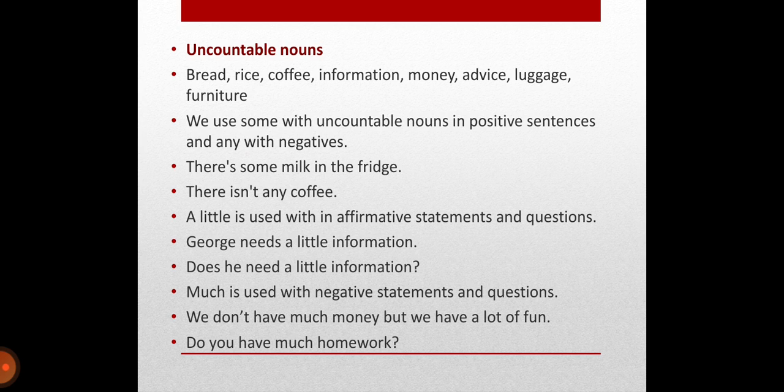Let's move now to uncountable nouns. Uncountable nouns are the nouns that cannot be counted, as we said earlier, such as bread, rice, coffee, information, money, advice, luggage, furniture. We use some with uncountable nouns in positive sentences and any with negatives. There is some milk in the fridge. There isn't any coffee.